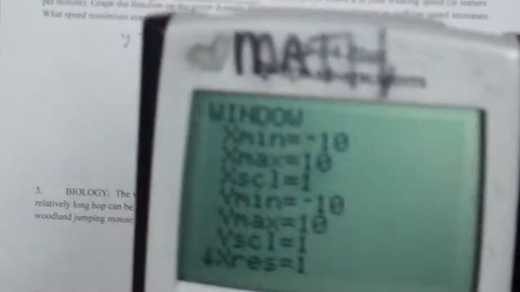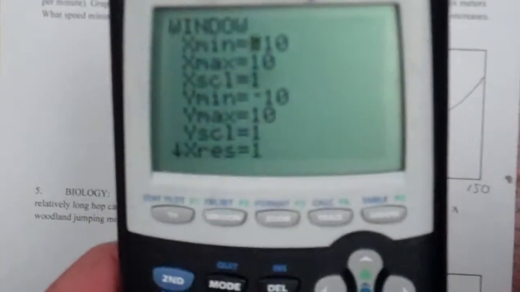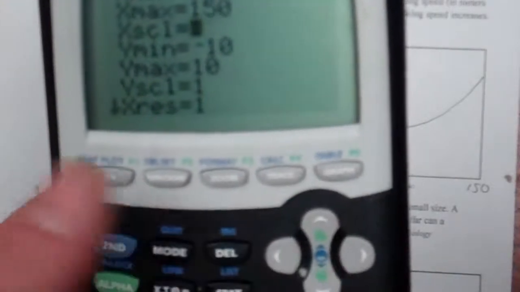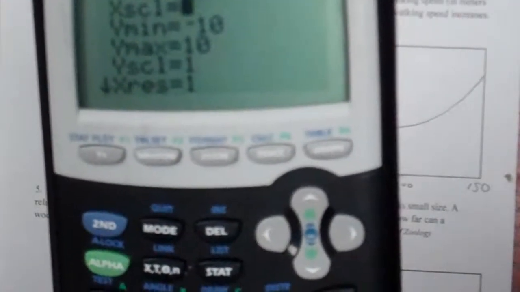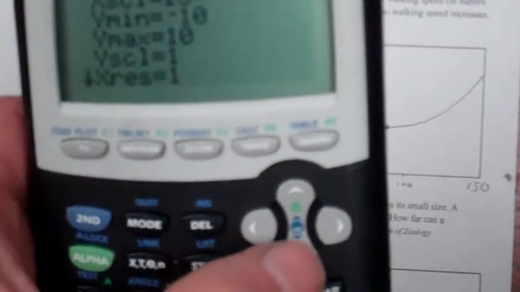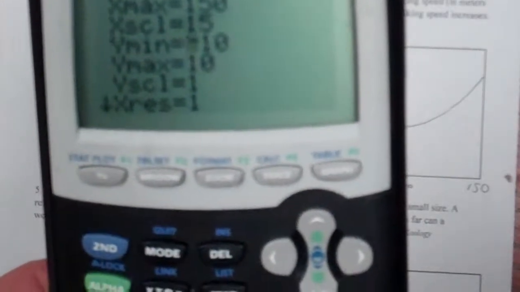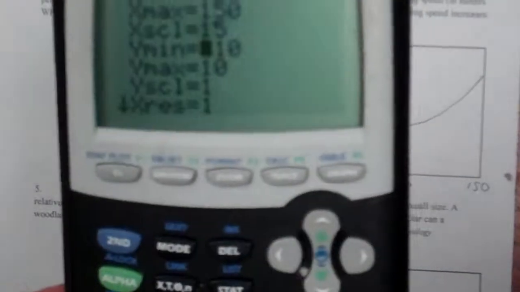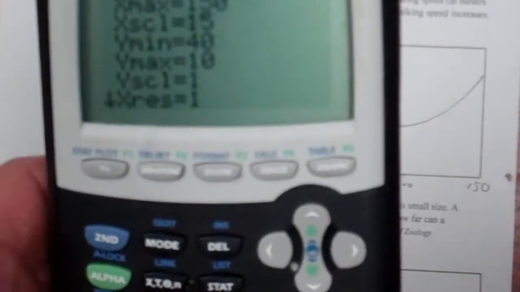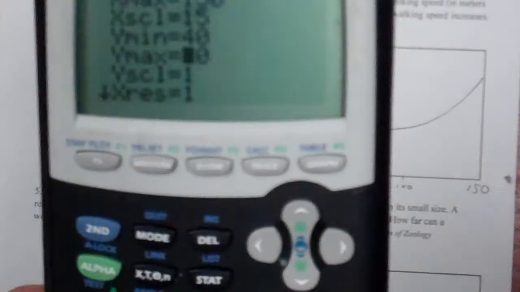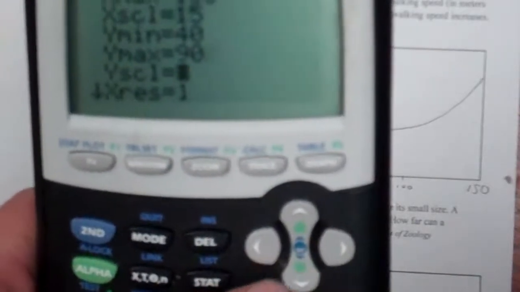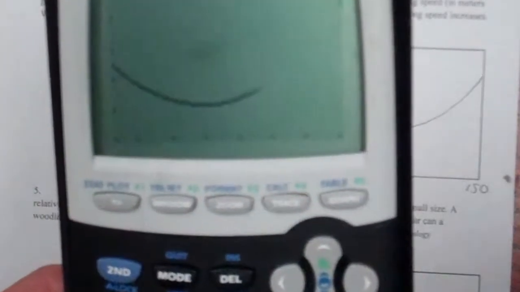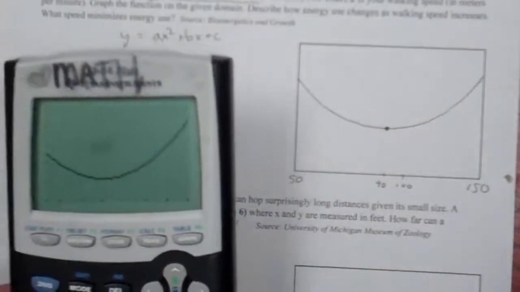And here I think it's pretty clear that we're told to go from 50 for a minimum up to 150. That scale can be 0, but you can set it at like 10 or 15 or something. The y minimum: this is a parabola that's going upwards. We know the lowest point is about 50, so I'm going to start at like 40 and then go up to a maximum of say about 90. Let's see if that's alright. And that scale may be about every 10 units. Again, you can just set it equal to 0. And lo and behold, I got it right there pretty well in the first go.